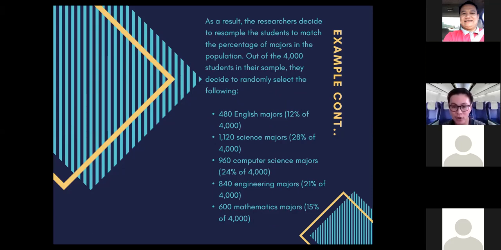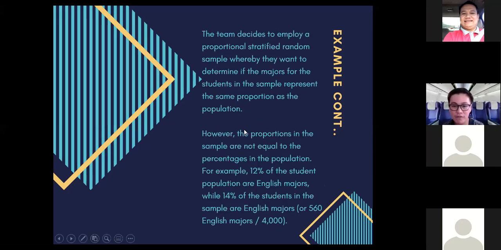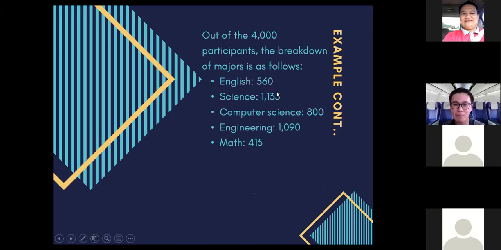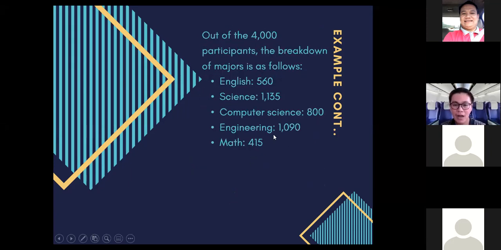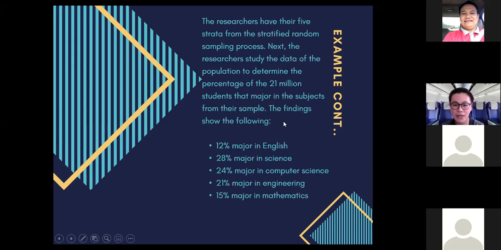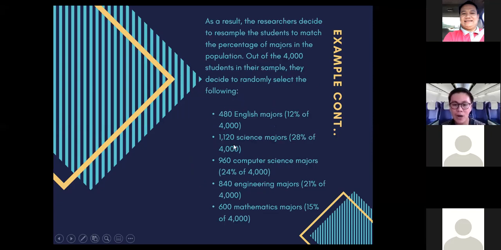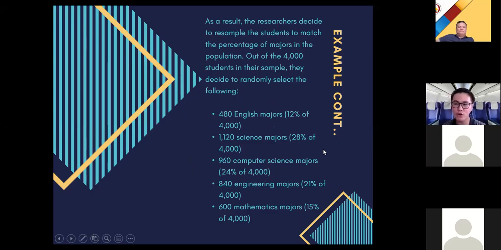So 12% of the 4,000, so 1,120 science majors. As we go back to this slide, the 560 English majors became 480 to meet the 12%, because they did a resampling. And from 1,135 science majors, it became 1,120 science majors, so that the proportion matches the percentage in the population they took.